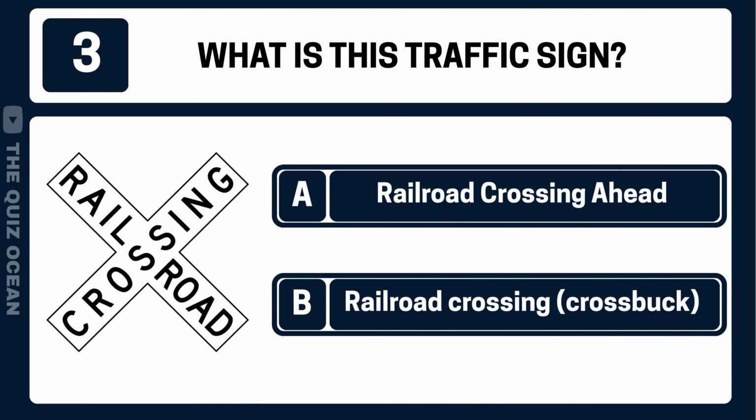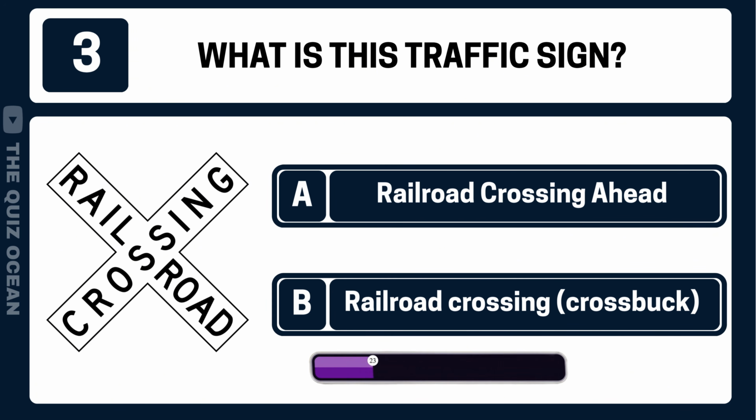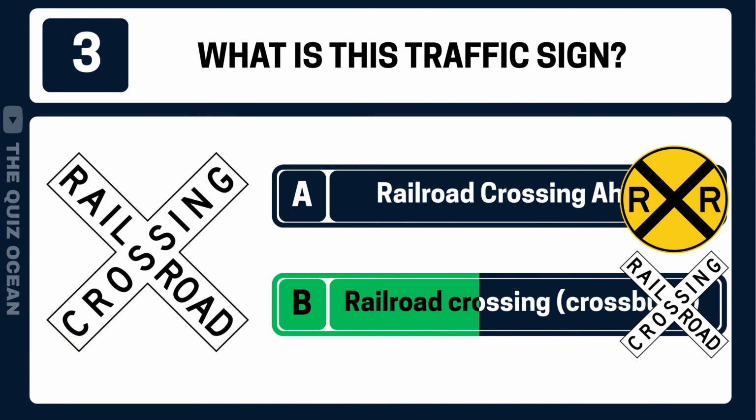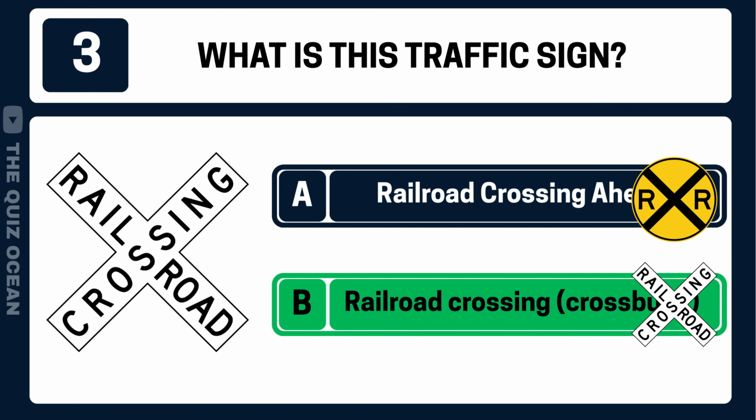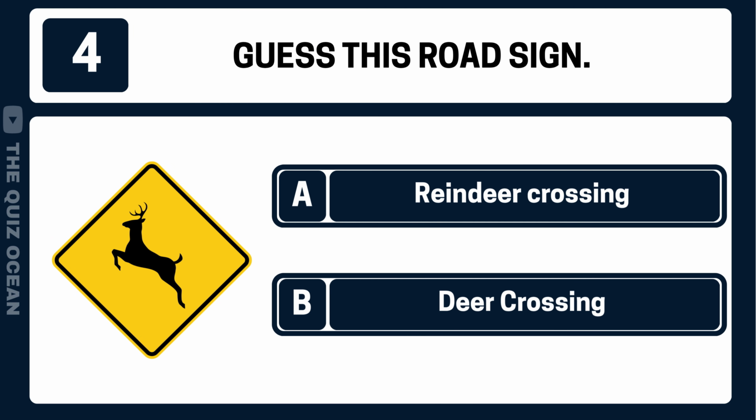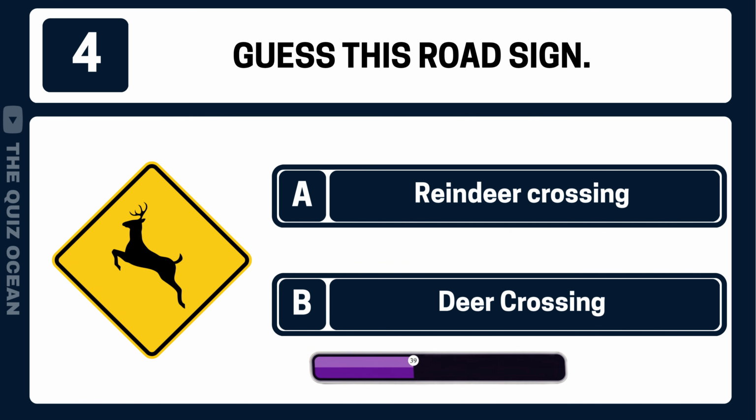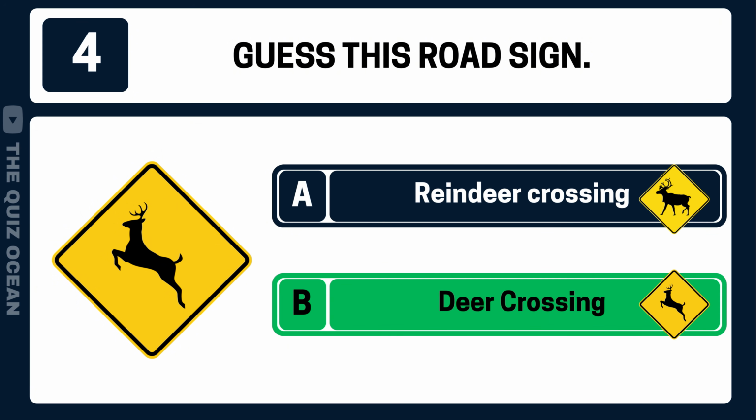What is this traffic sign? A. Railroad crossing ahead. B. Railroad crossing, crossbuck. Correct. It is the railroad crossing crossbuck. Guess this road sign. A. Reindeer crossing. B. Deer crossing. Correct. It is the deer crossing sign.